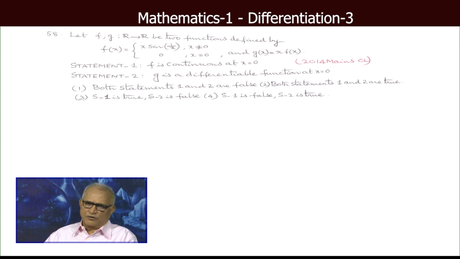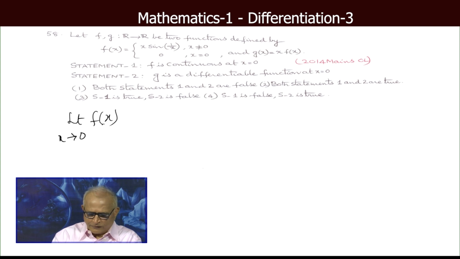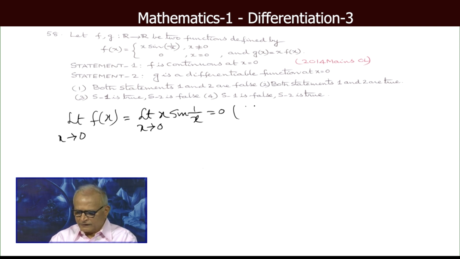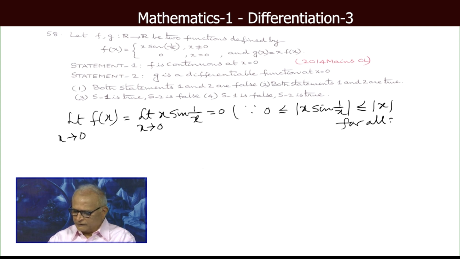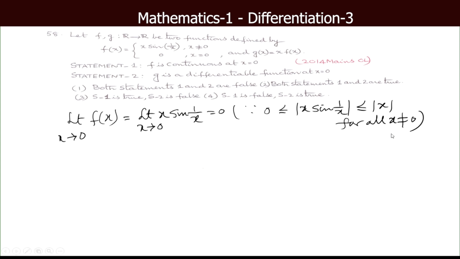f is continuous at x equal to 0, correct, because limit of f(x) as x tends to 0 is equal to limit of x sin(1/x) as x tends to 0, which equals 0. Why? Since 0 is less than or equal to |x sin(1/x)|, which is less than or equal to |x| for all x not equal to 0, apply the sandwich theorem. This is being squeezed by 0 on the left and |x| on the right, and as x tends to 0, |x| tends to 0.